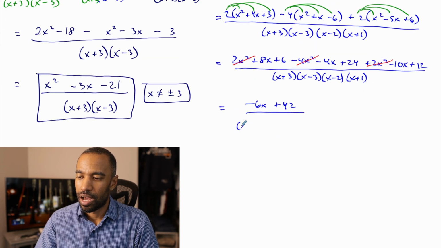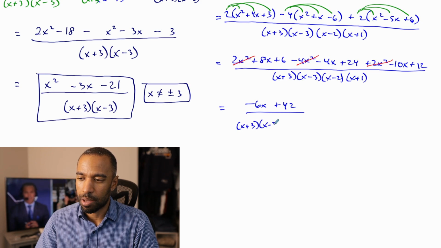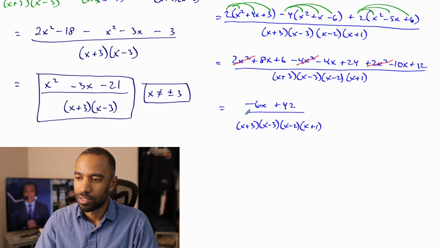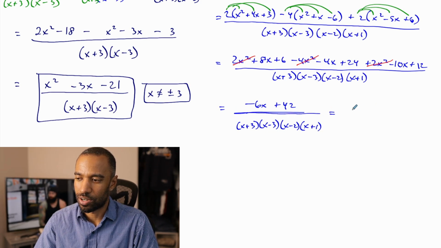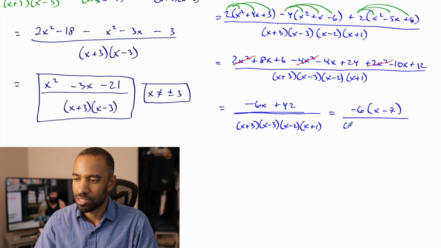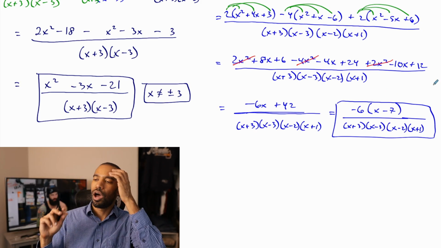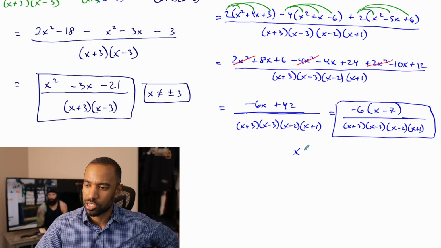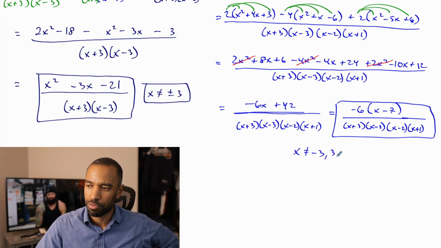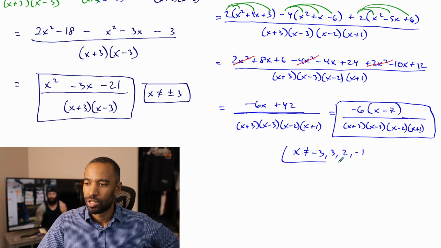So it looks like nothing's going to cancel on top and bottom. If you ever wanted to play with factoring on the top, you could factor a negative 6 out of here. So if I factor a negative 6 out of here, I'm going to have x minus 7. Too bad nothing can cancel. But there we go. I think most of the time they say if it doesn't cancel, you probably leave it like this. But I kind of like the factored one just to say that I practiced it. All right, and that's the last one there. The restrictions are x could not equal negative 3, positive 3, positive 2, or negative 1 right there.